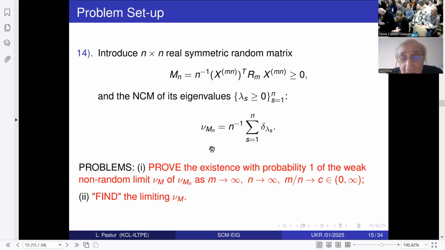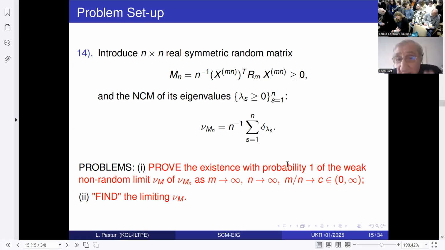And our goal consists of two sub-goals. First, we would like to prove that this random measure, because the matrix is random and the eigenvalues are random, converges with probability one.